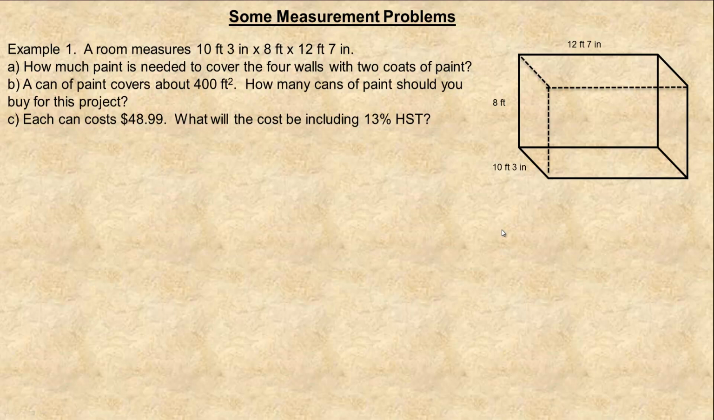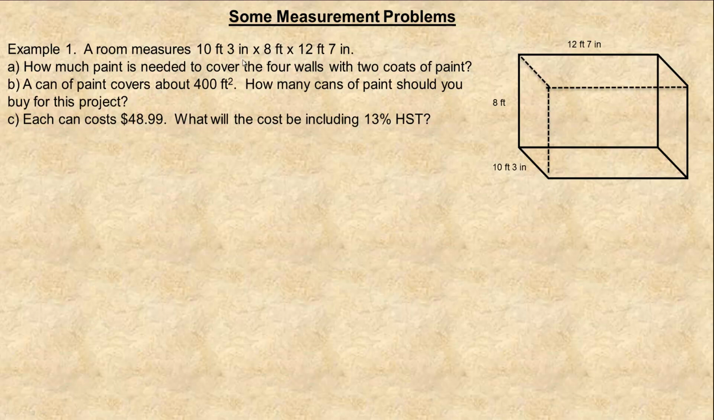In this tutorial, we're going to take a look at some common measurement problems involving three-dimensional solids that you kind of see in everyday life a lot. So we're going to start with this first one. This is a rectangular prism, same as a room in your house. Most would be that shape.